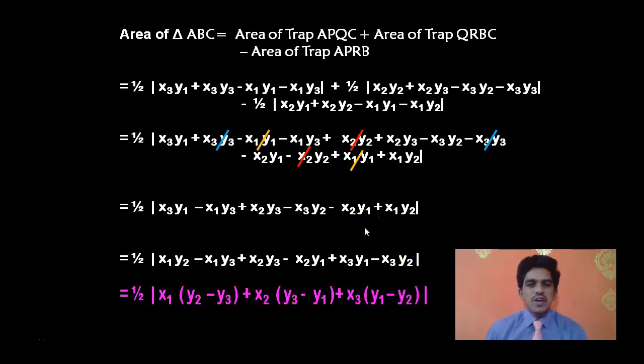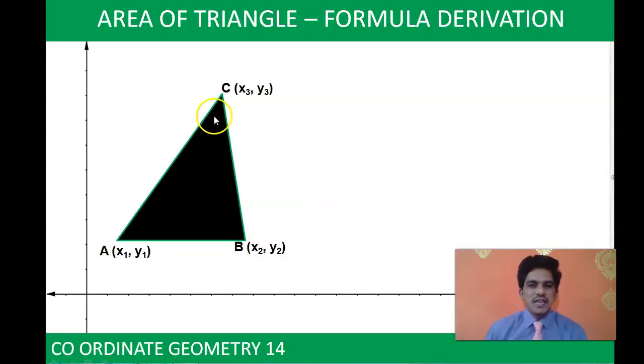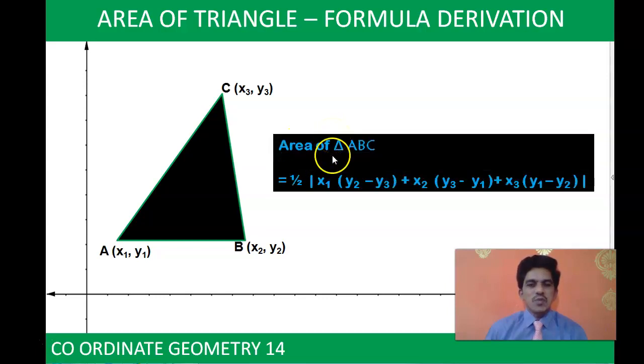So this is the formula to calculate the area of a triangle when its three vertices are given. To calculate the area of any triangle with the vertices given, this is how you have to do it. So when you have a triangle ABC whose vertices are x1, y1, x2, y2 and x3, y3, you have to make use of this formula to calculate the area of the triangle.